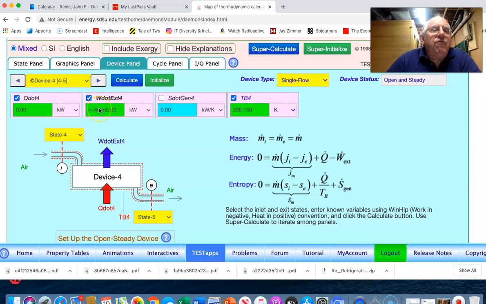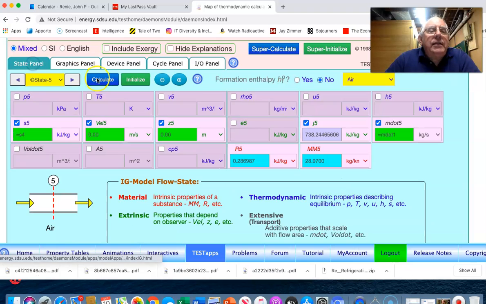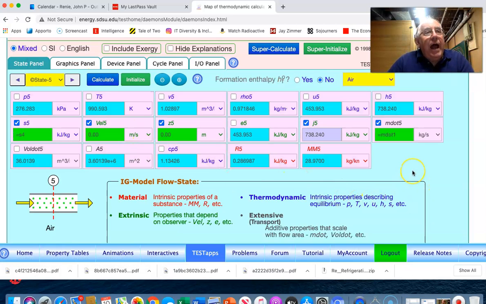With that piece of information, we should go back to the state panel and find that it now calculates state 5. So a little bit different than what we've had before, but again, having done all the different device panels and having that assumption that just enough work is generated by the turbine that the compressor needs, that then gives us state 5. So state 5, we see the pressure went down to this, the temperature went down to this, still zero velocity and still has the same m dot.